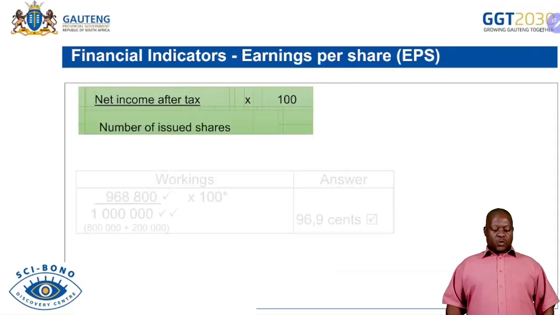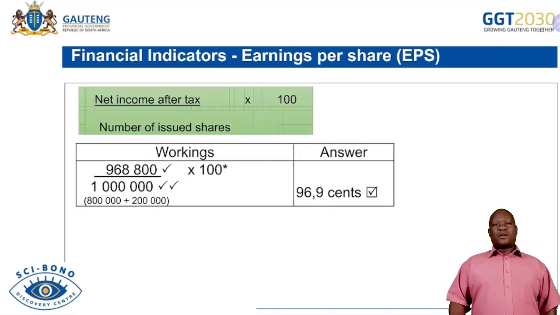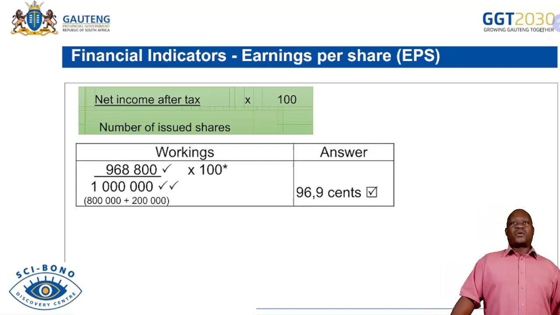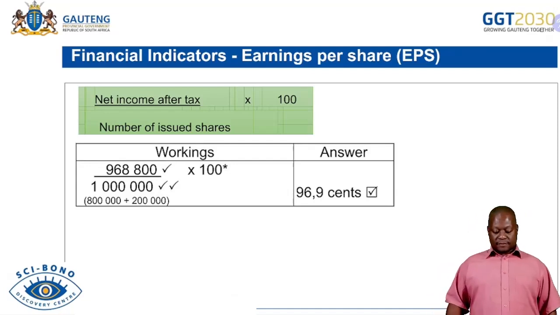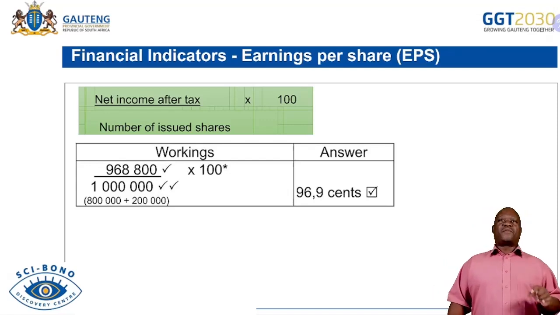So into this formula, it's going to be 968,800, which is the net profit after tax, divided by 1,000,000 shares that have been issued to date, and we are going to get 96.9 cents. Please take note. 4 marks for doing nearly nothing, but I like it. If you know your story, then you are having a number of marks already. But please take note something for me.